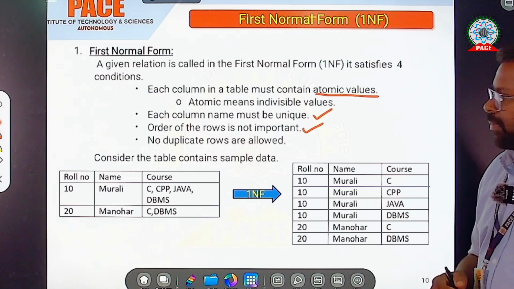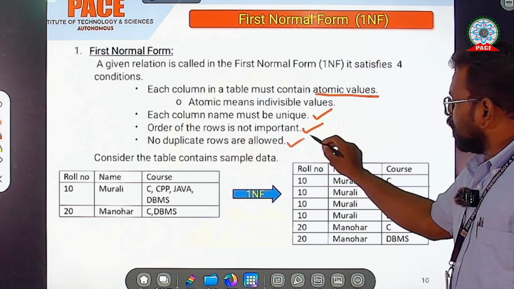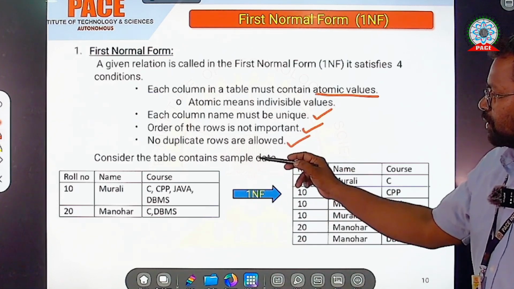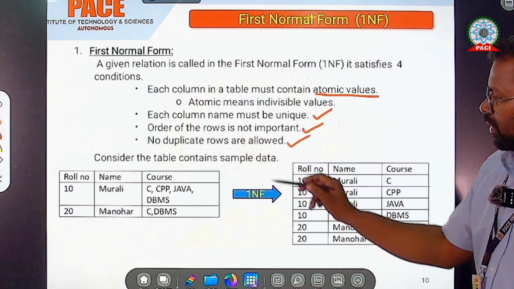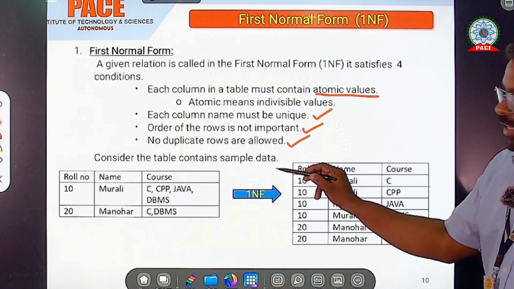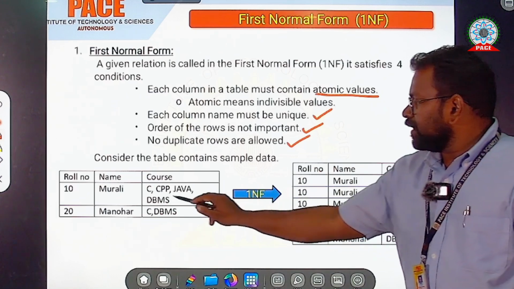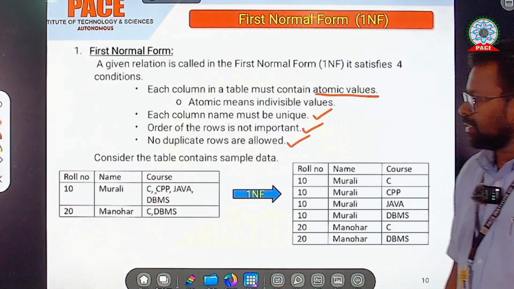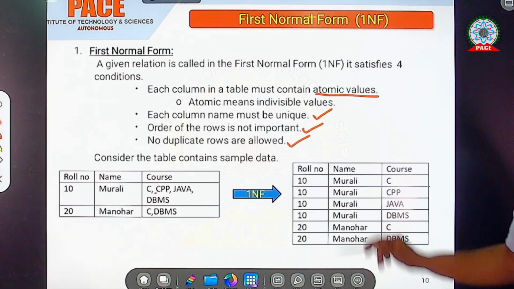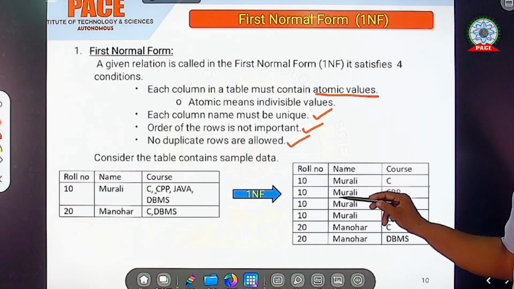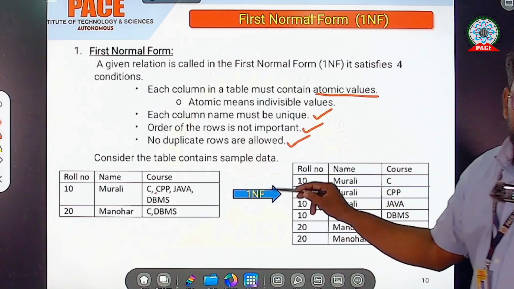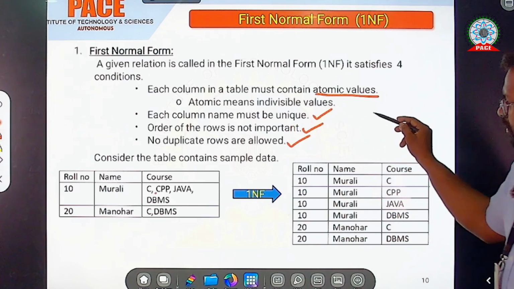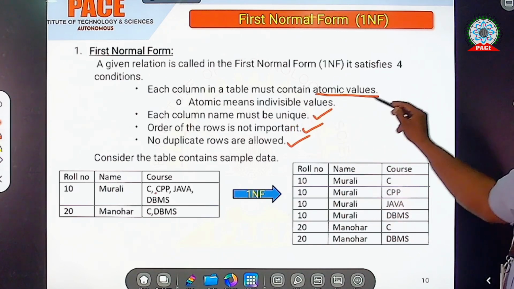See this sample table: roll number, student name and course. Roll number 10, Murali, wants to join the C course, CPP course, Java course and DBMS course. In the same way, Manohar wants to join the C course and DBMS course. It is not allowed in first normal form. So what is the main condition in first normal form? It should be atomic values. Each column contains only one value, a single value.